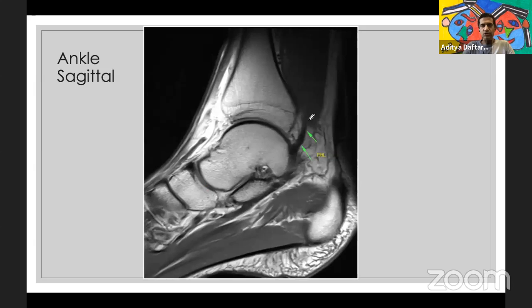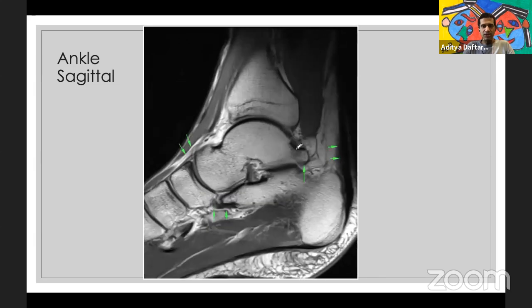And here, as you come even more medially, you'll see the flexor hallucis longus tendon posteriorly. As you come closer to the midline, you will see possibly this prominent posterior process of the talus, which can cause impingement of the stieda process.